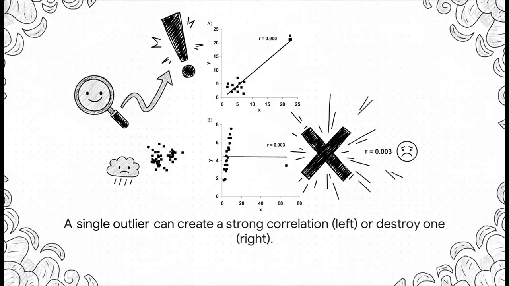I mean, just look at these 2 graphs. On the left, you've got a blob of points with basically 0 correlation. But you drop one little point up in the top right corner, and suddenly R is 0.90, a super strong relationship created out of thin air. And on the right, you have a near-perfect vertical line. But one outlier yanks the correlation all the way down to pretty much 0. One single point can tell a completely false story.